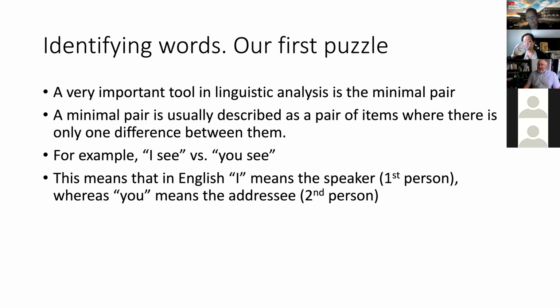And it's this pairing of a form and a meaning to create what's a 4-cell matrix that provides us with the ability to identify the differing form with the differing meaning. So just start with something in English. You look at I see versus you see. This gives us the information that I means the speaker in English, so the first person, whereas you means the addressee, what we call the second person.